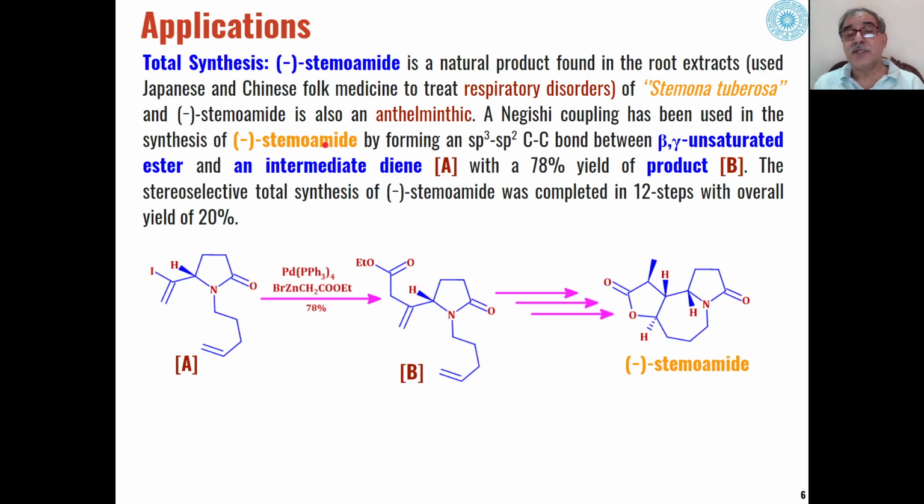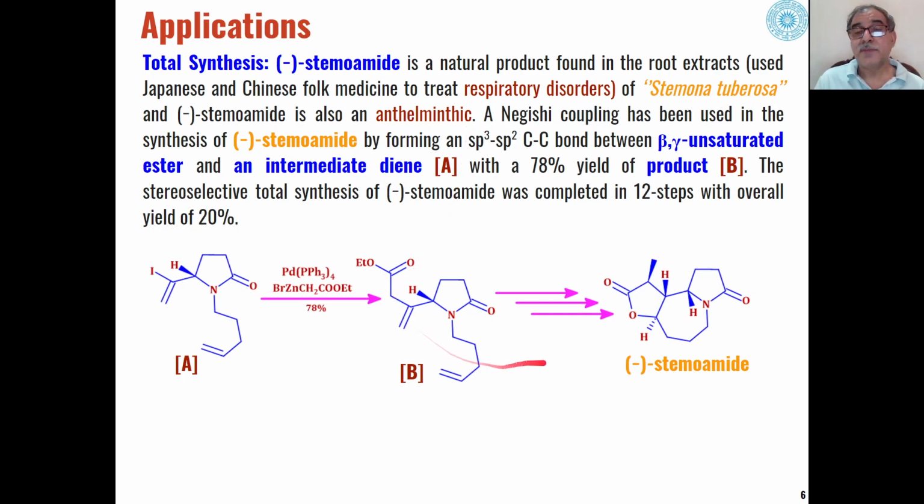Then the Negishi reaction is also used in the total synthesis of many natural products. And one such reaction is the synthesis of stemoimide. This is stemoimide, a natural product found in the root extracts of Stemona tuberosa, which is a folk Chinese or Japanese medicine used to treat respiratory disorders. Because of its use in Japan and China, the synthesis of this natural product is very important. In addition to treatment for respiratory disorders, it has also been used for anthelmintic activity.